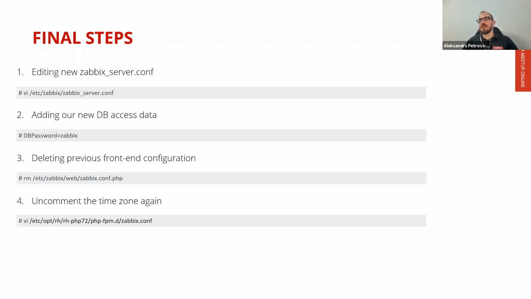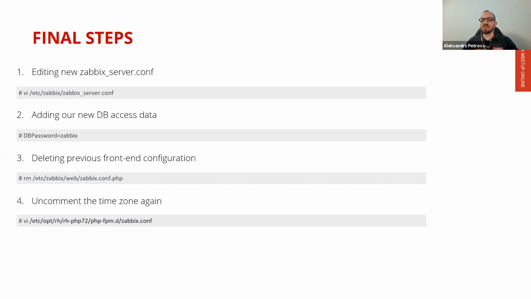So if you didn't make a backup, edit the new Zabbix server conf. If you made a backup, then replace it, but make sure to change the connection data that is related to connecting to the new Postgres database. And again, if you made a backup, probably your backup contained the information how to connect to the MySQL database. And add again your access information to the configuration file.